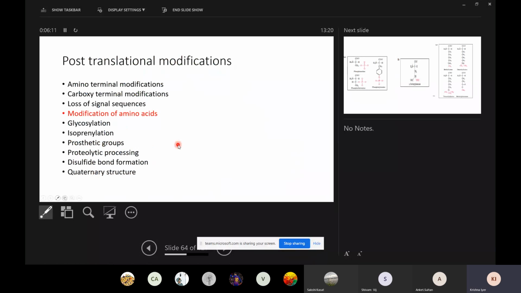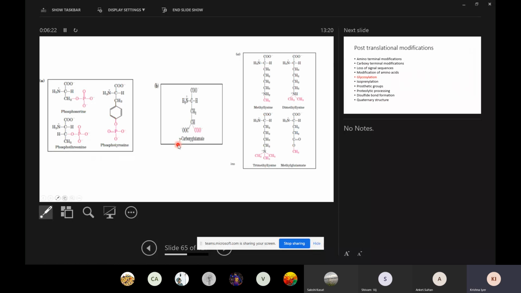Another is that after the protein is made, several of the side chains of the amino acids which are part of the protein can also be modified. Here are some very common examples. You have already heard of phosphorylation and dephosphorylation, which allows a protein to be many times active or inactive. These phosphoryl groups are added to serine, threonine, or sometimes tyrosine side chains present in the protein. So the protein can toggle between the phosphorylated and dephosphorylated stage.